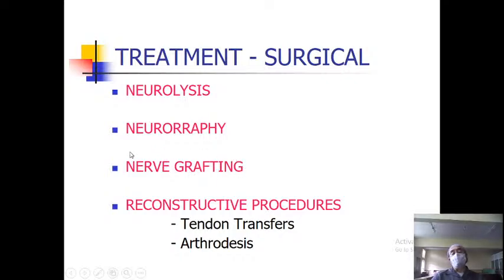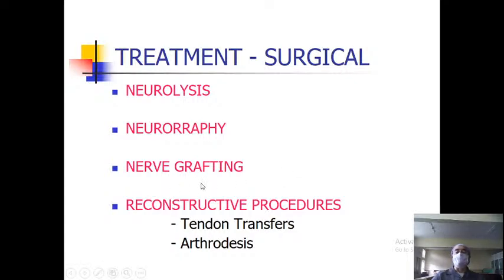And nature is so great that it has provided one or two spare nerves in the body which you can use for a nerve grafting. Usually the sural nerve which is present in the leg can be taken for nerve grafting. So even if you take out the sural nerve, there may not be much loss of function. So that can be used for nerve grafting.